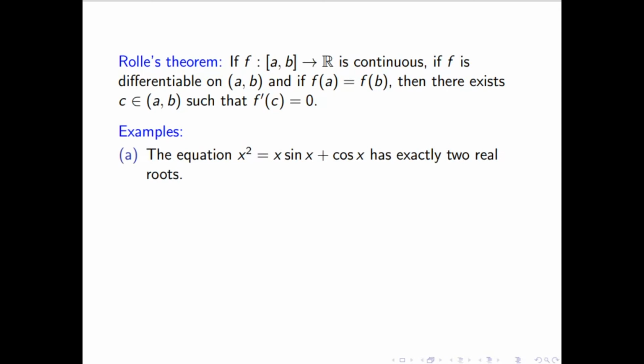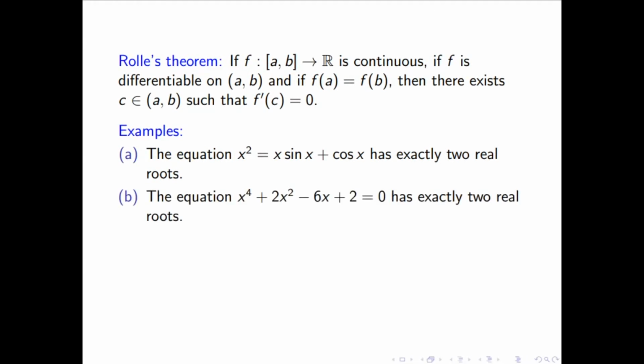So this question we have already seen. This question has exactly 2 real roots. A few classes back we did that it has at least 2 roots. Now the question is whether it has exactly 2 real roots. That means it cannot have more than 2 roots. It has 2 roots, but exactly 2. So how will we prove it?